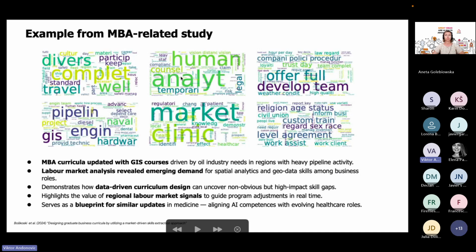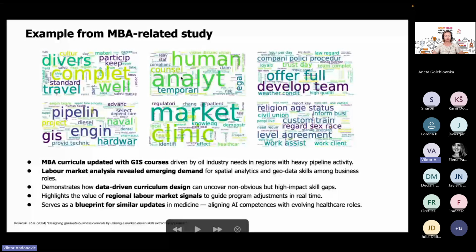But when we did a deep dive into this, we saw that there's an ongoing activity in the oil industry, and there's a need for economy and business MBA graduates that are equipped with knowledge in geographical information systems. So this was the key motivation for enhancing the economy and business curricula to have, for example, elective courses in geographical information systems.